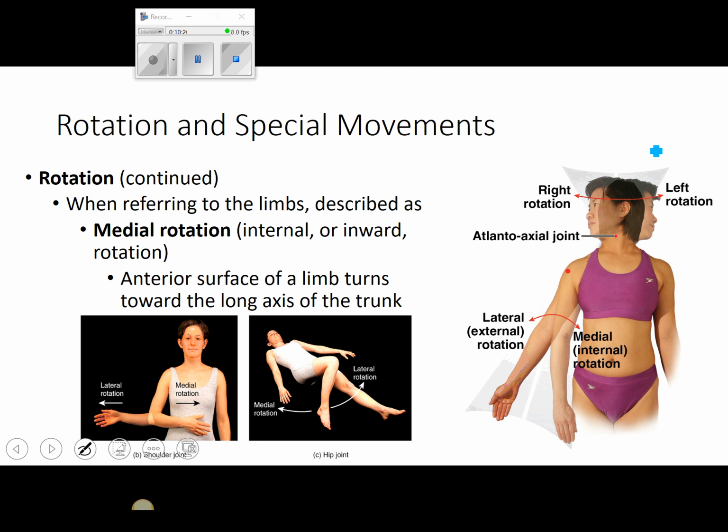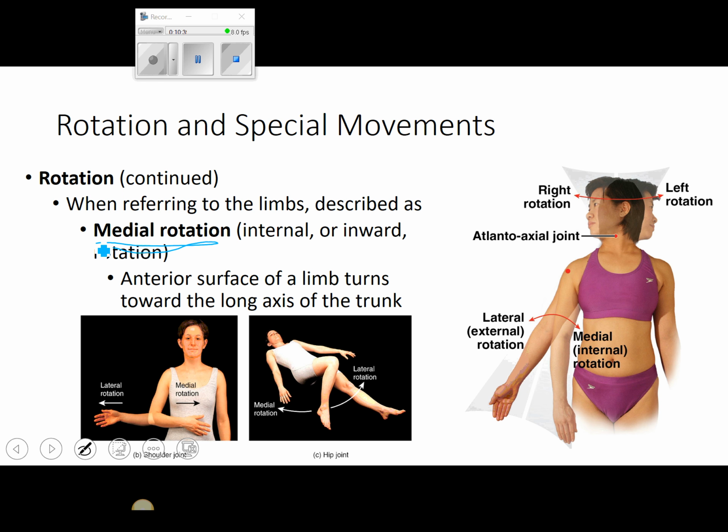Okay, when referring to the limbs, the first one is medial rotation. The other one we'll talk about in the next slide is lateral rotation. Medial rotation is internal or inward rotation. So the anterior surface of a limb turns towards the long axis of the trunk. So it is turned towards the midline.